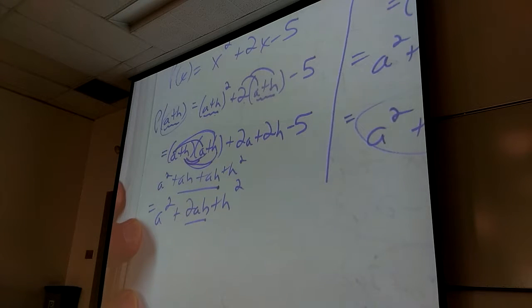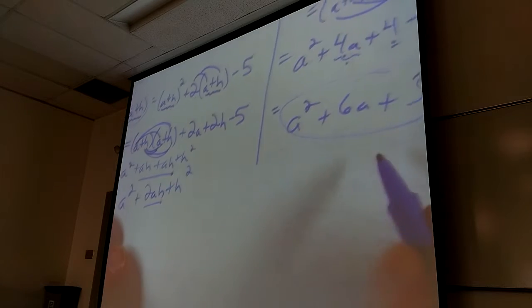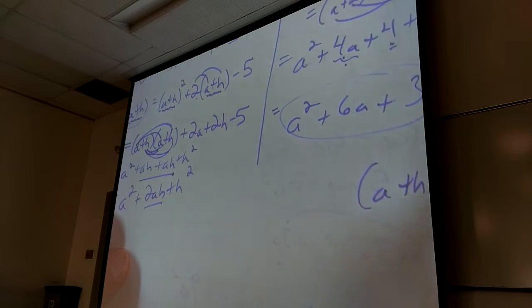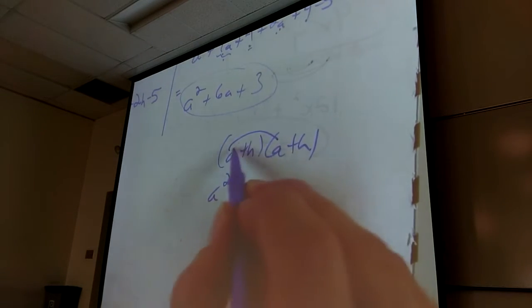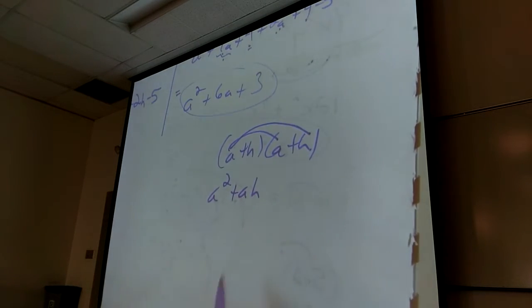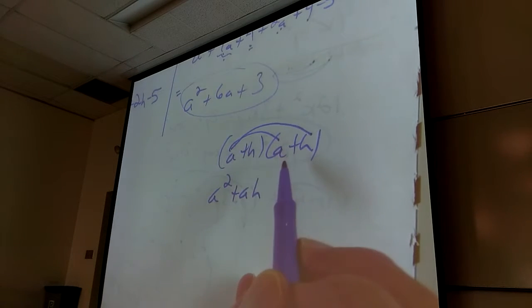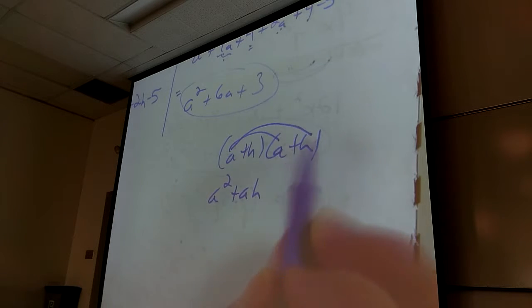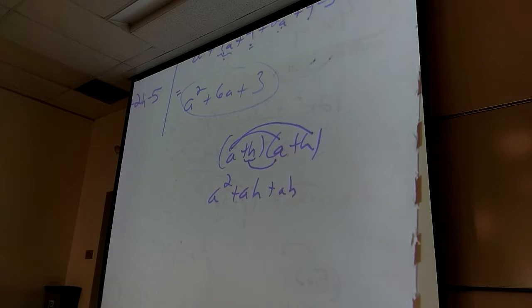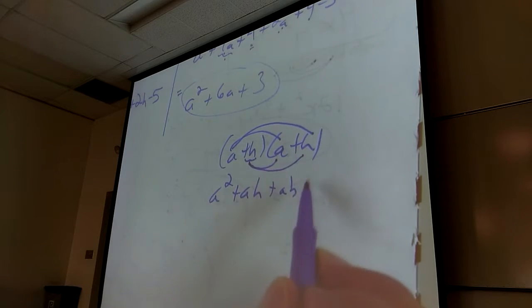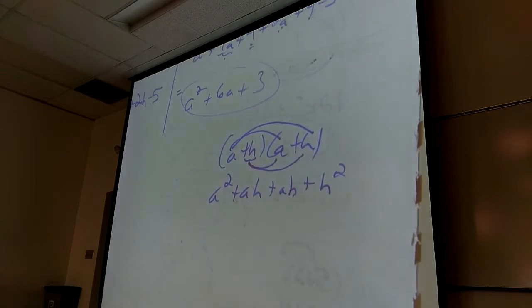Alright, let me see some questioning looks out there. Let's just focus on this for a second. A squared plus ah. Is that cool so far? Because the a gets a turn to go through and distribute, and the h gets a turn. H times a I can write as ah in alphabetical order, plus h squared. What's up?